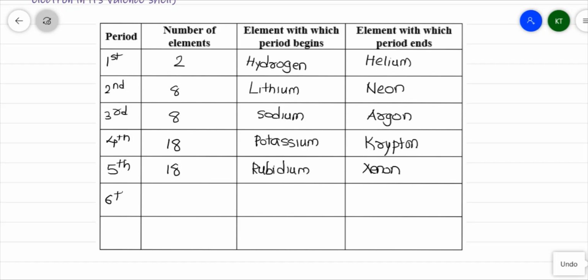The sixth period consists of a total of 32 elements. It starts with cesium and ends with radon. The seventh period also consists of 32 elements. It starts with francium, which is radioactive, and ends with oganesson, a new element which has been discovered.